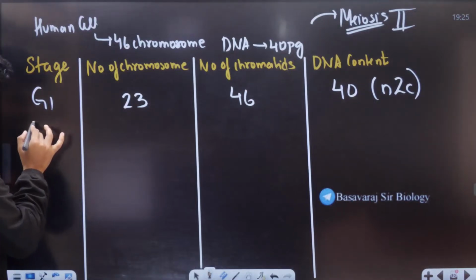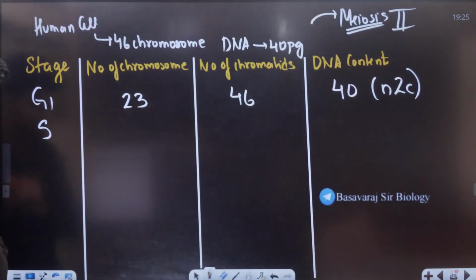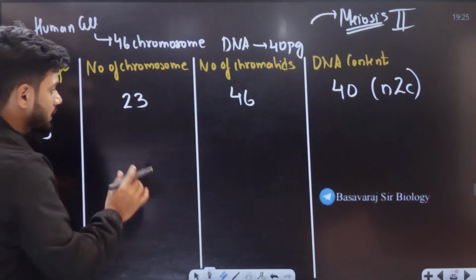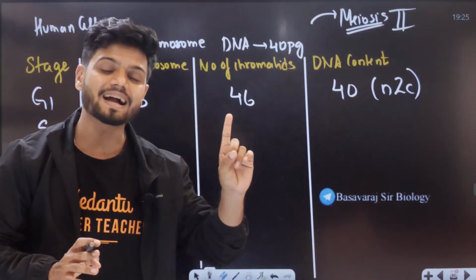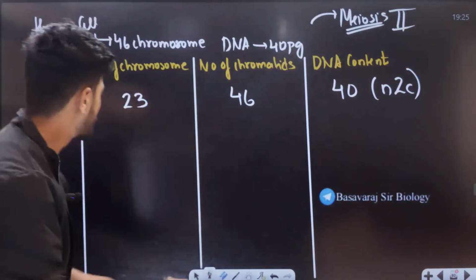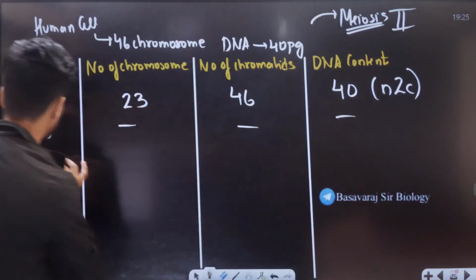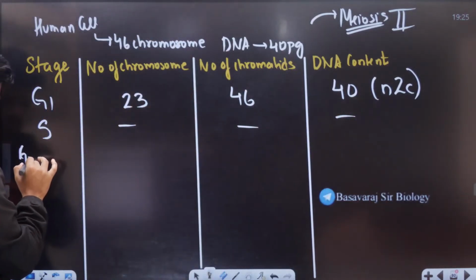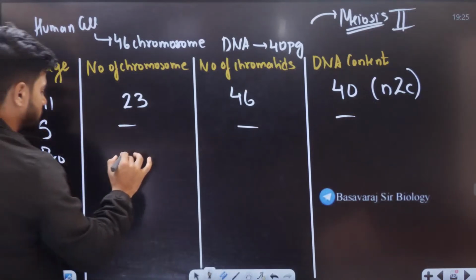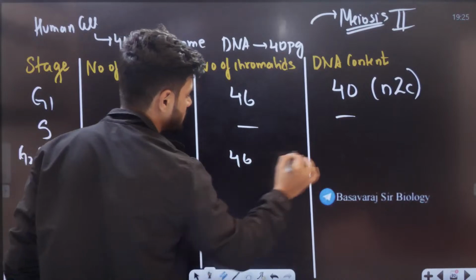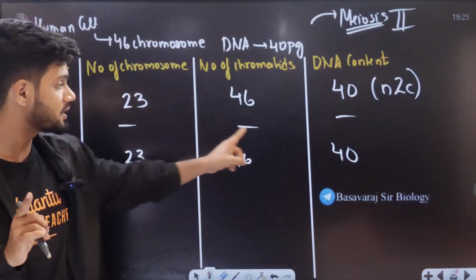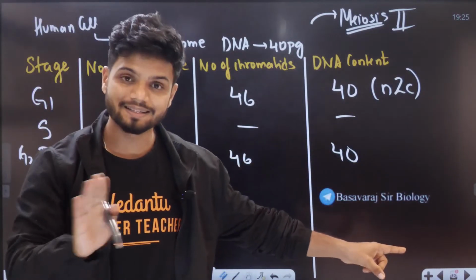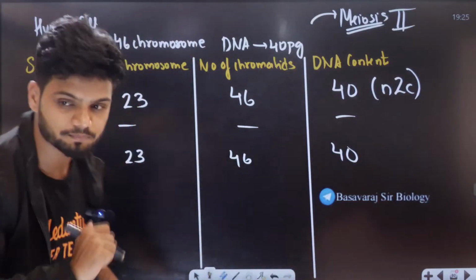Now what happens in the case of S phase here, students? Will there be an S phase here? No, there will be no duplication. In the case of meiosis 2, there is no duplication of DNA. Remember that. In interkinesis there is no duplication of DNA, so it is going to remain the same. G2 is going to remain the same. Prophase also is going to be the same, 23, 46, 2C. There is no change here.